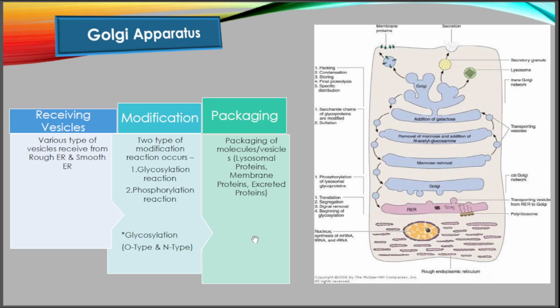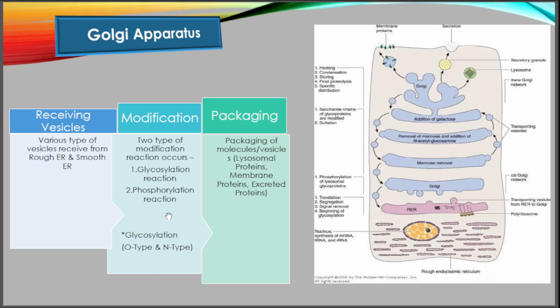What they do is they have receiving vesicles. Whatever material is synthesized from the rough endoplasmic reticulum and the smooth endoplasmic reticulum, it receives by the receiving vesicles, and it does its modification by undergoing the glycosylation process and the phosphorylation reaction. Here in the glycosylation reaction, they're adding sugar moiety on both the oxygen and the nitrogen of the protein, whereas in the rough endoplasmic reticulum they were adding the sugar moiety only on the nitrogen.